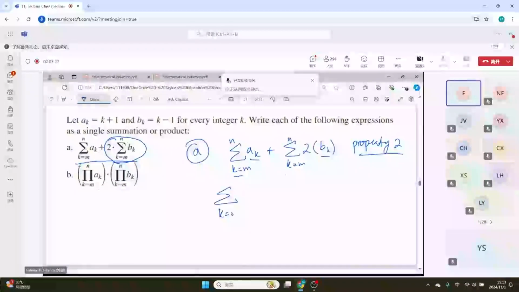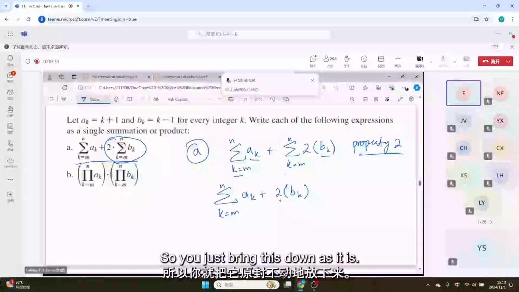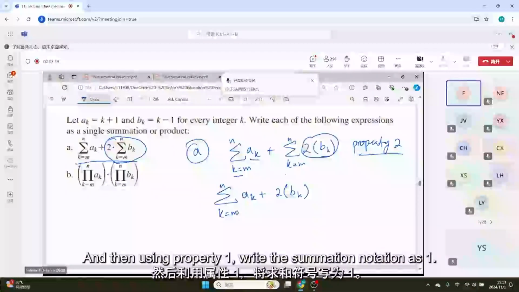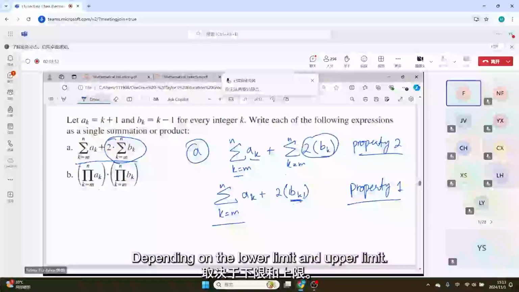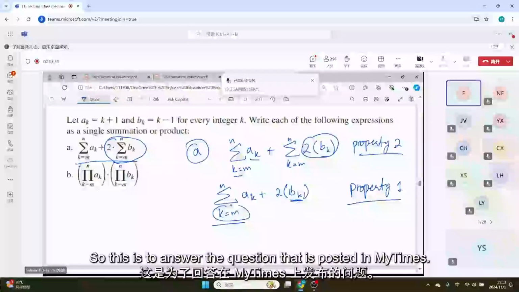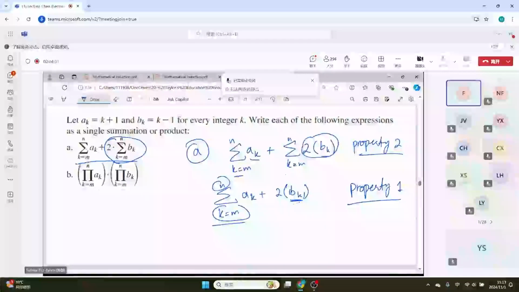a k plus 2, like this. So you just bring this down as it is, and then using property 1, write the summation notation as 1, like this. And yes, this will be multiplied with all the terms that you have, whatever you get over here, depending on the lower limit and upper limit. So this is to answer the question that is posted in my times.